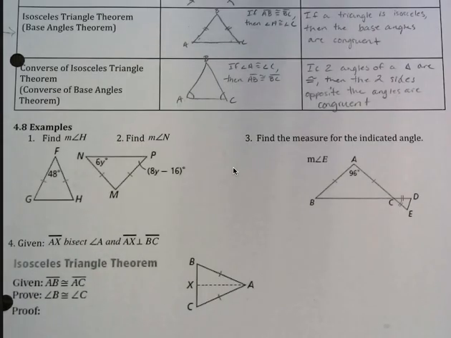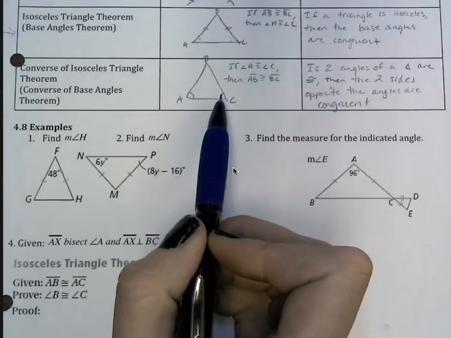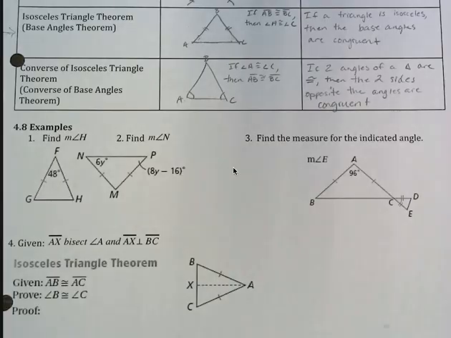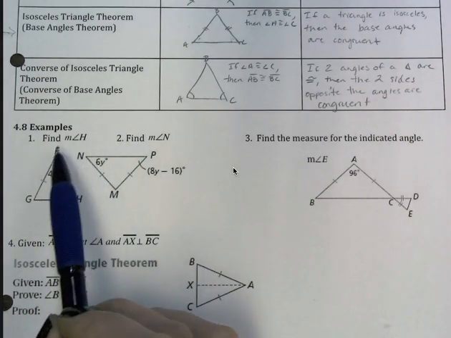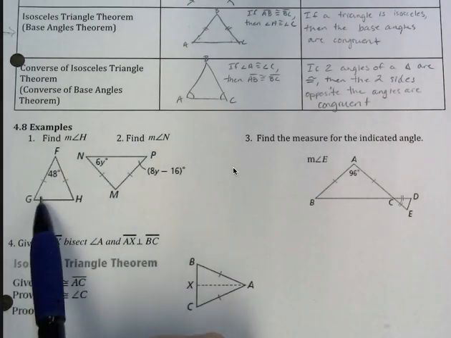And this works the other way around. If I have two angles that are congruent, then this is an isosceles triangle. Okay, so we're going to use that information to help us on these three examples here. Okay, so we've got finding the measure of angle H.